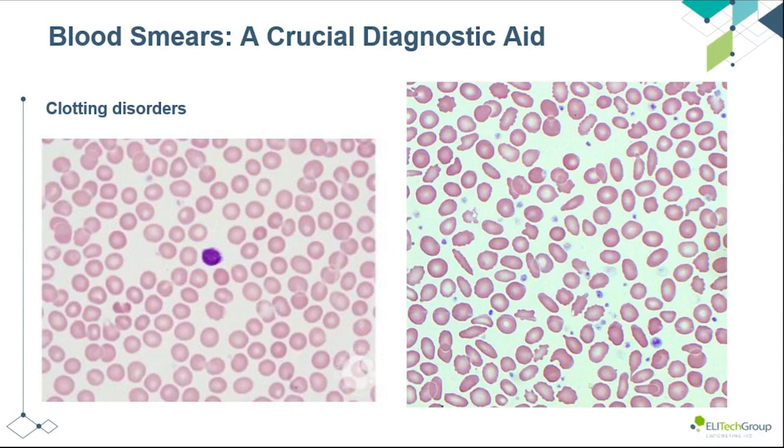Platelet disorders can be caused by genetic abnormalities, autoimmune disorders, as well as blood and bone marrow diseases. They are most commonly identified by the size and amount of the platelets on the slide.